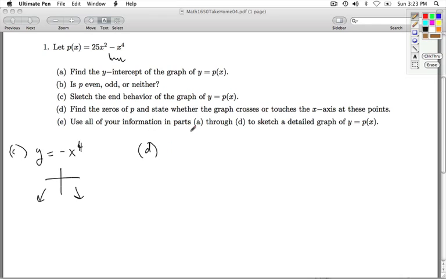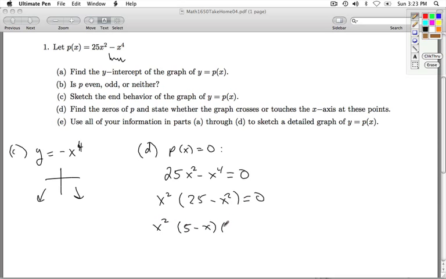D, we're asked to find the zeros of the polynomial and state whether the graph crosses or touches the x-axis at those points. So to find the zeros, we're looking at setting p of x equal to 0. And if we do that, we get 25x squared minus x to the fourth equals 0. And then we factor x squared. 25 minus x squared is 0. And we can factor some more. Difference of squares there.